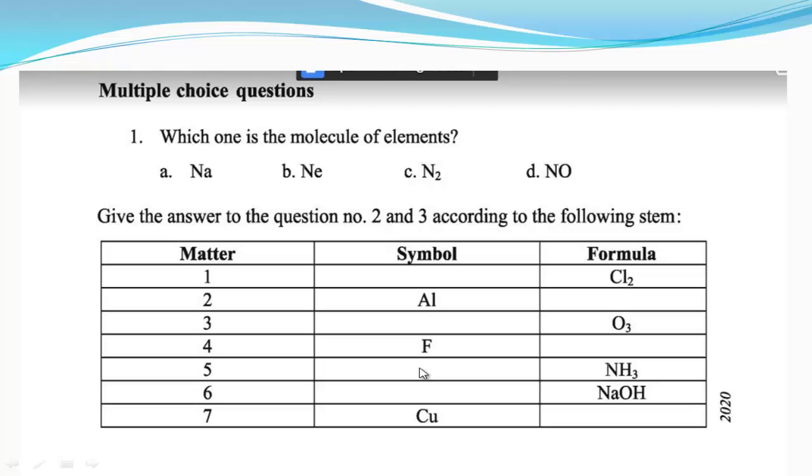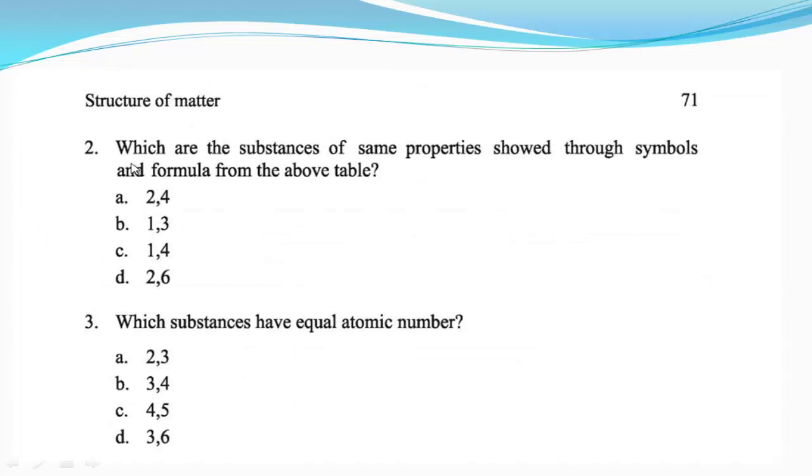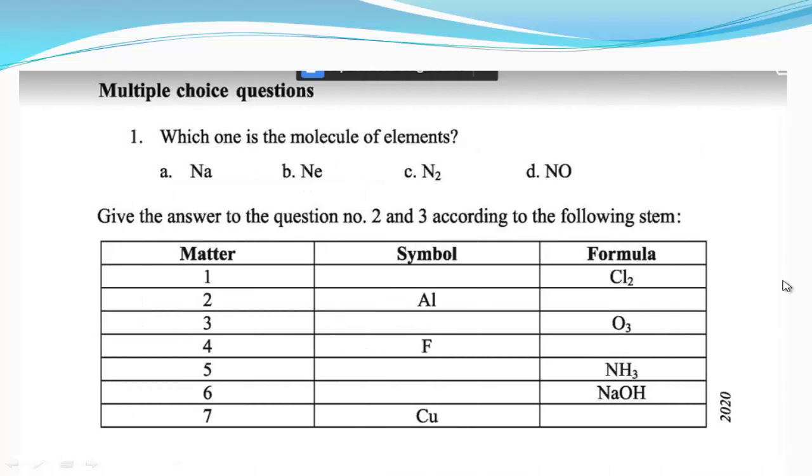Now there is given a stem, and according to this stem you have to answer questions number 2 and 3. So what is question number 2? Which are the substances of same properties, shown through symbols and formulas from the above table? So follow the table. Actually these questions are not included in your syllabus, because you have not read about the properties of elements, isn't it? So this type of question will not come, but since this is present in your exercise, I am explaining it here.